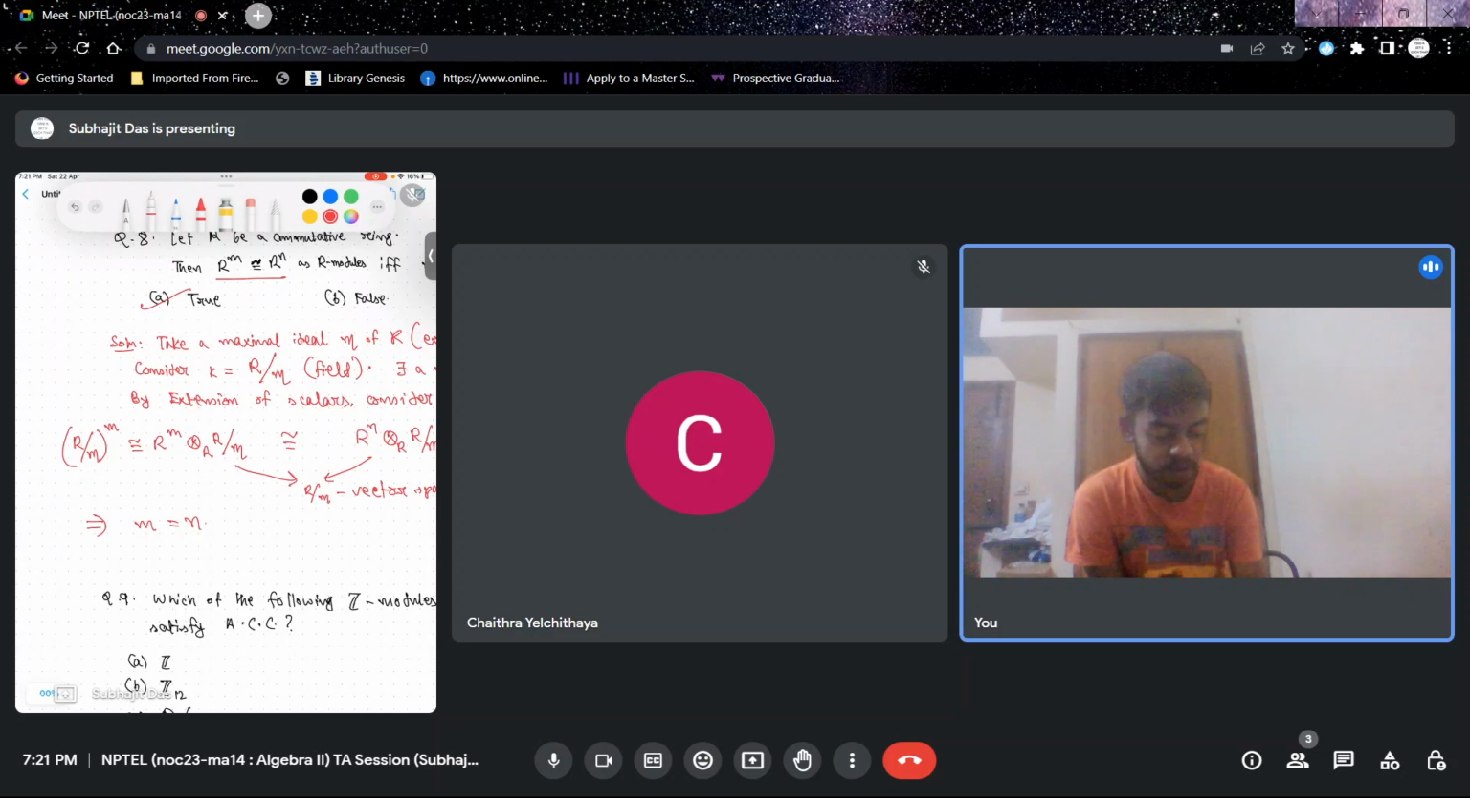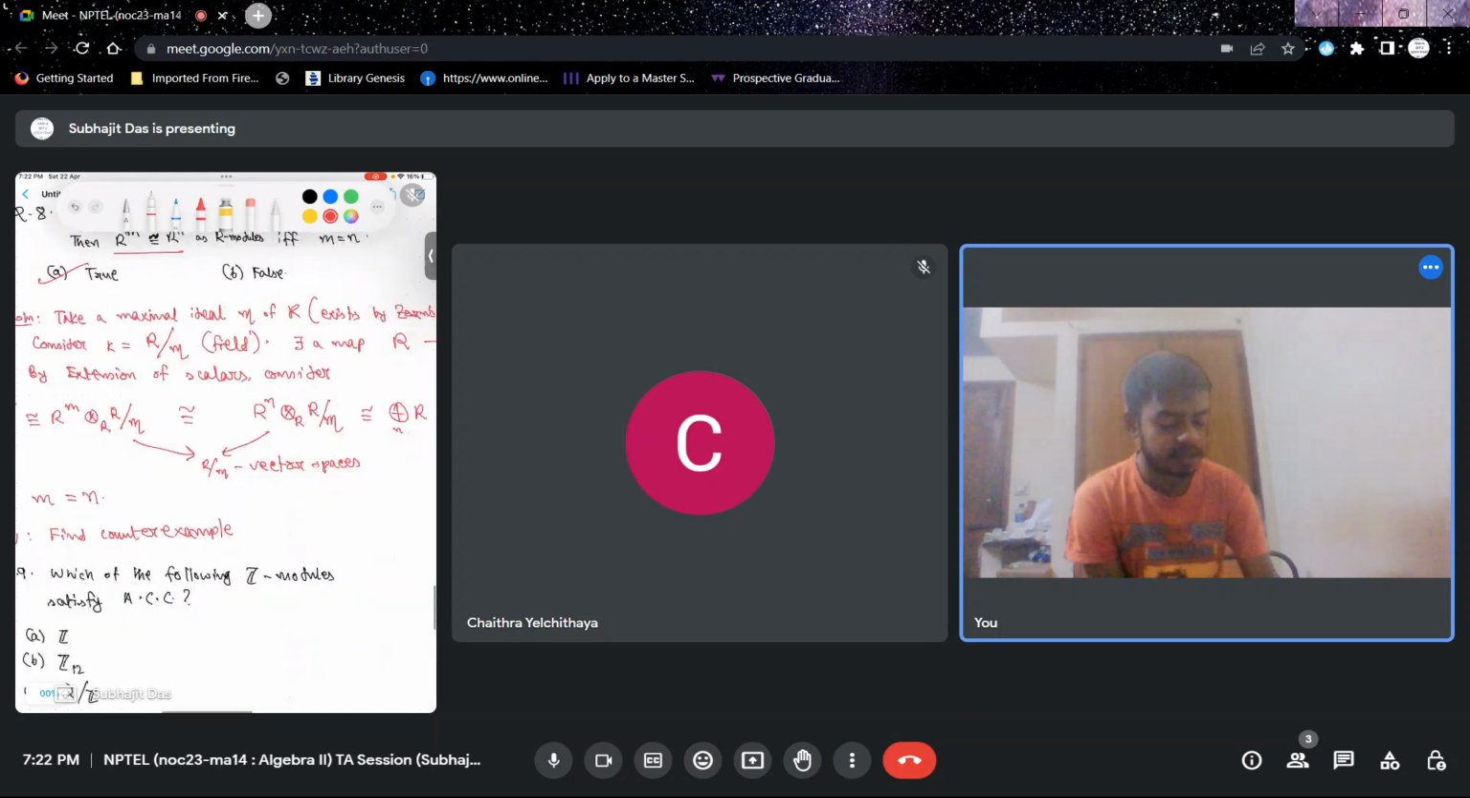So this is a homework exercise for you. Find a counterexample. Of course, not in the commutative case. We have already proven the commutative case. Find a counterexample for non-commutative rings.